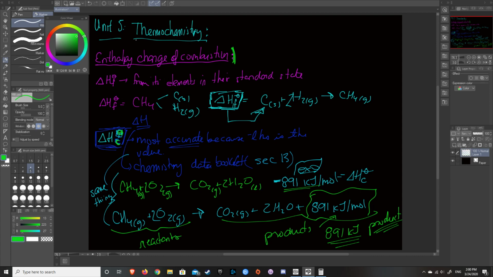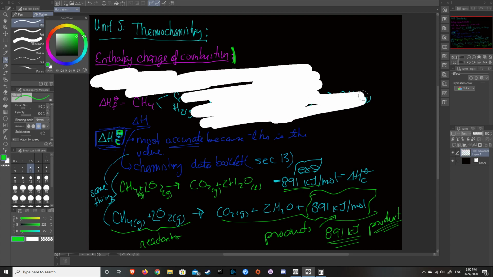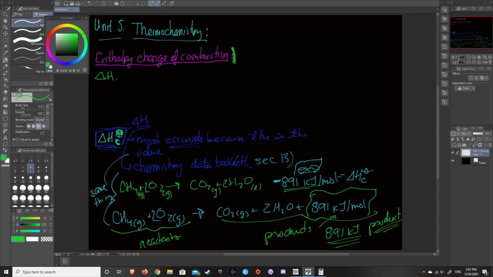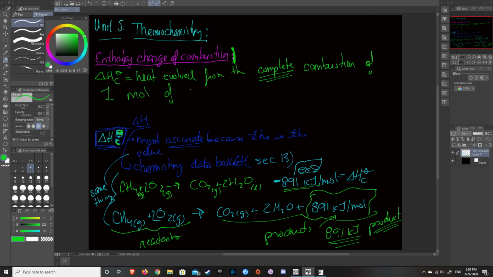The last thing we're going to cover is just a quick definition. Now that we've talked about the enthalpy change of combustion, the enthalpy change of combustion, delta HC naught, is the heat evolved from the complete combustion, and that could be an important word, complete combustion, of 1 mole of substance.